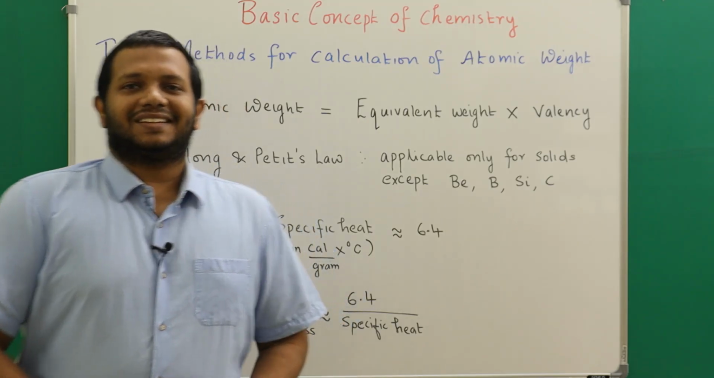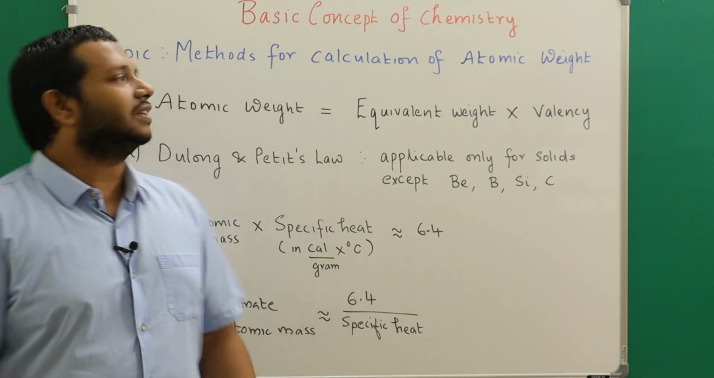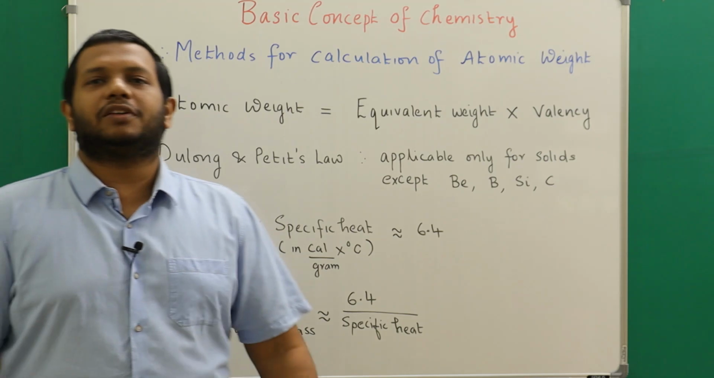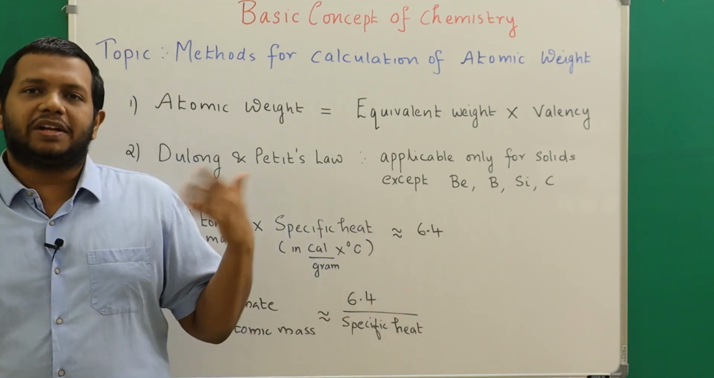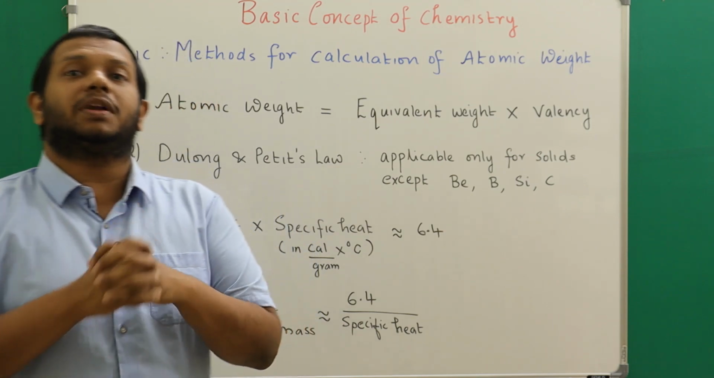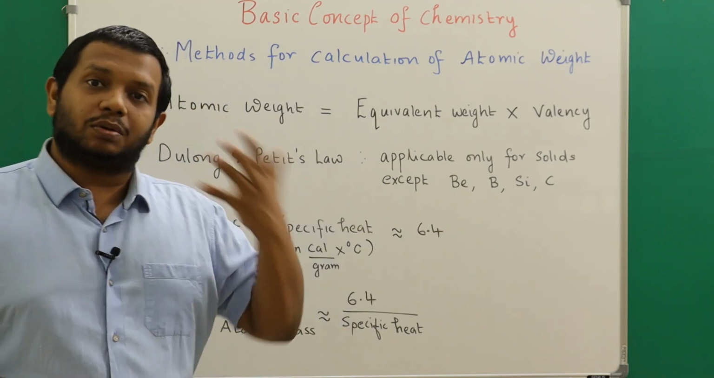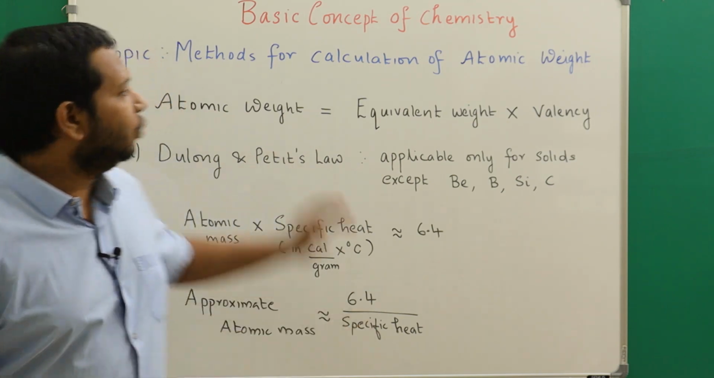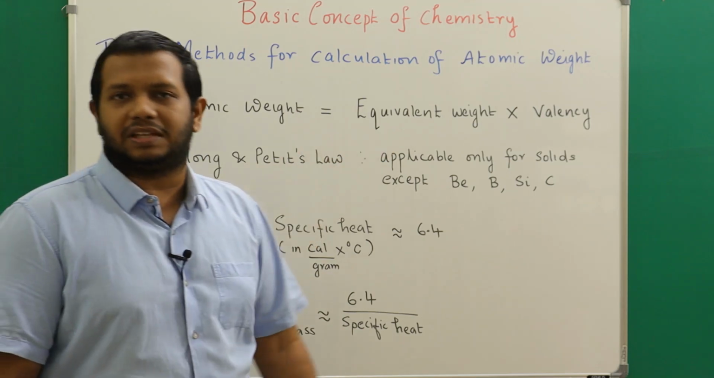Hi dear students, so we have the last topic of our first chapter, that is the methods for the calculation of atomic weights and molecular weights. So in our last class you might have heard how to do the experimental calculation of equivalent weight, and before that you might have seen how to calculate the equivalent weight theoretically. Now we are going to see how to calculate the atomic weight experimentally as well as theoretically.